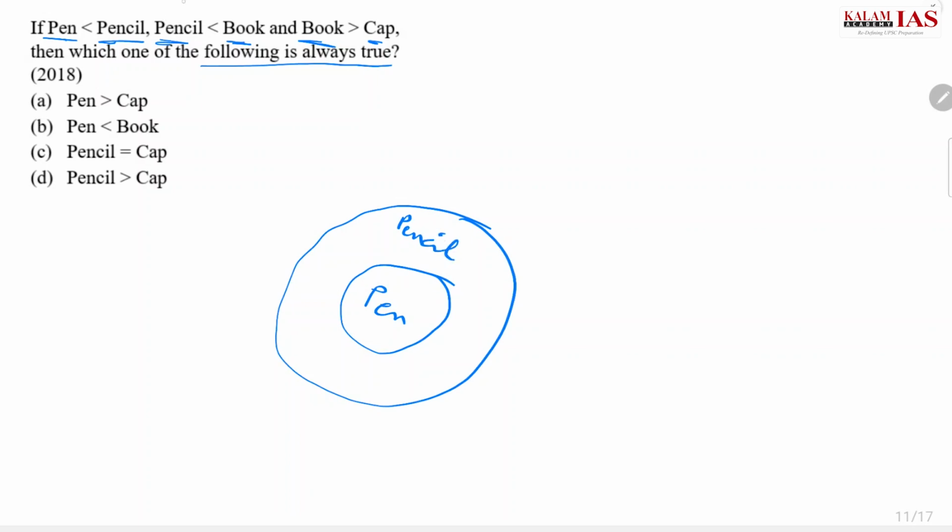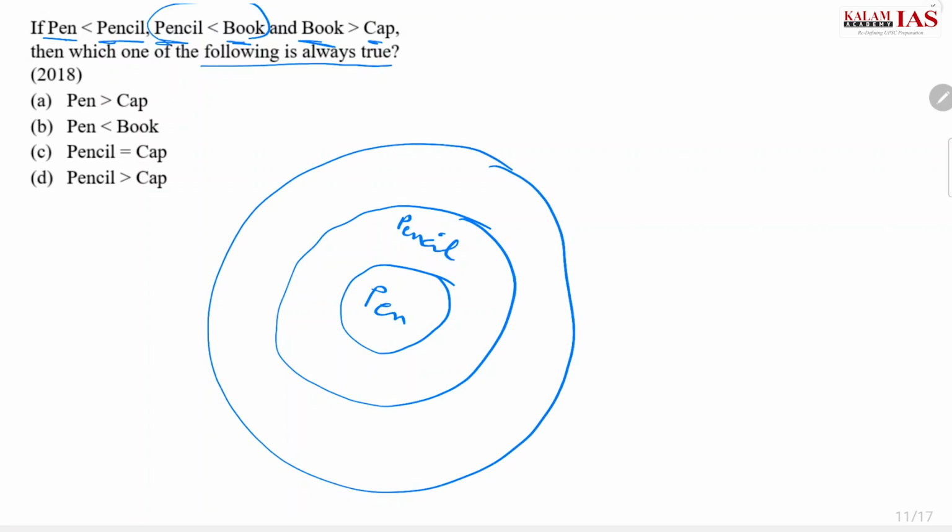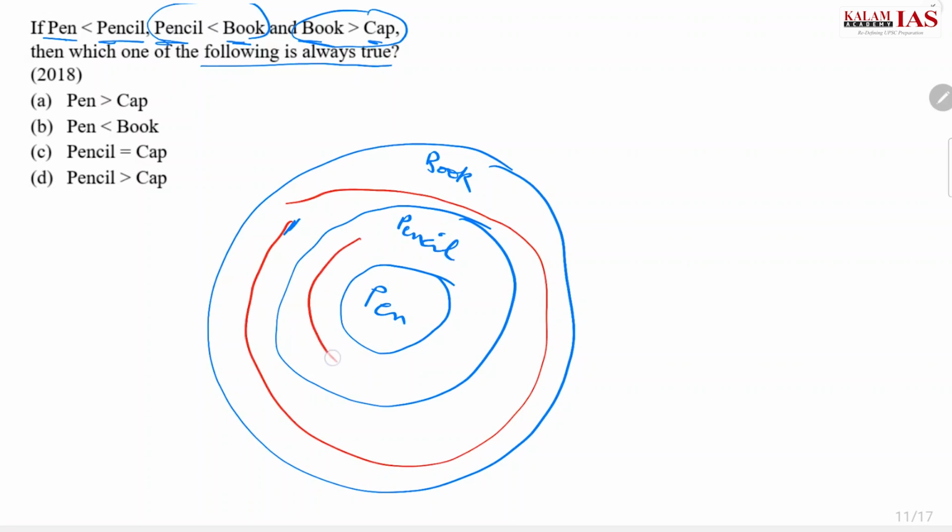Now it is given pencil is smaller than book. That means book is even larger and bigger than pencil. Now it is given book is greater than cap. Now we don't know how much bigger it is than the cap. So cap might be bigger than pencil. Let's assume cap to be red color. It can be something like this. It can be something like this. It can be something like this.